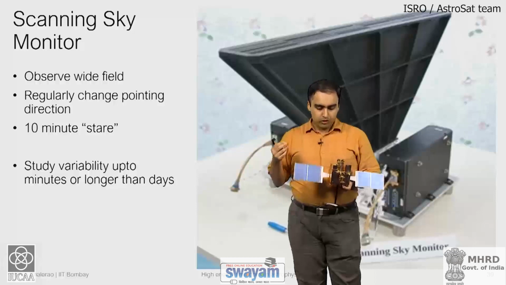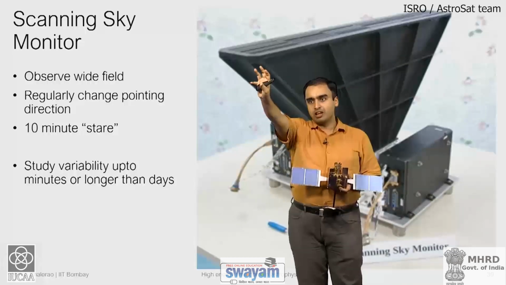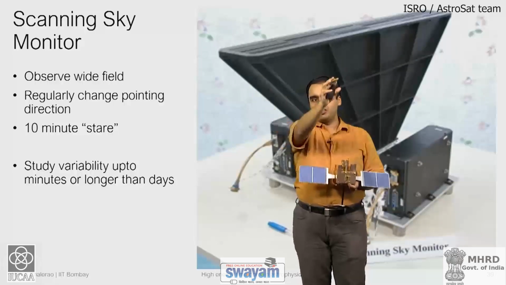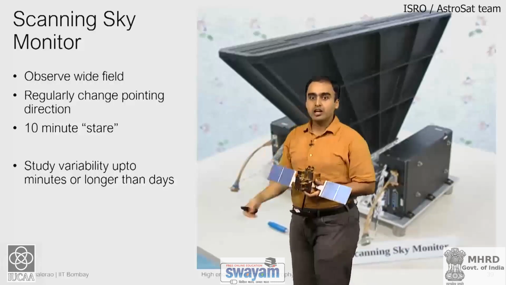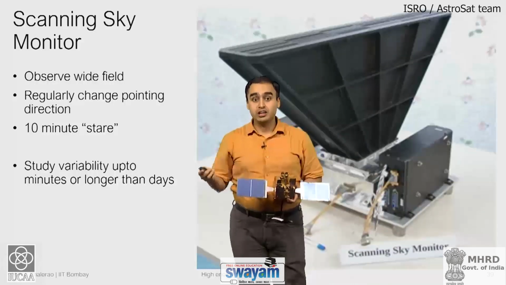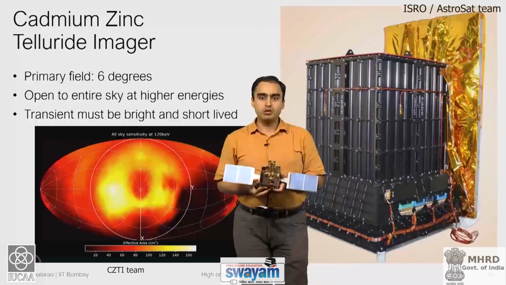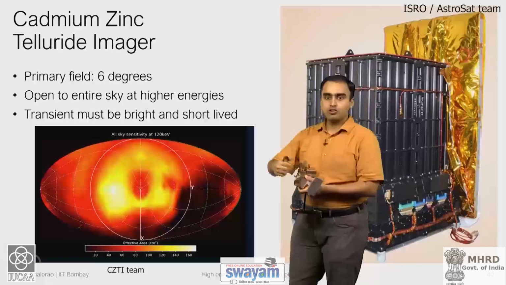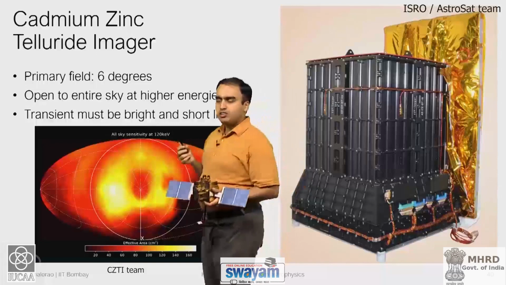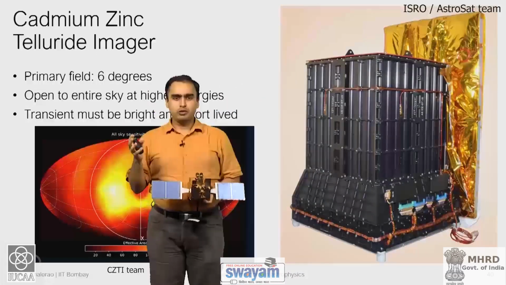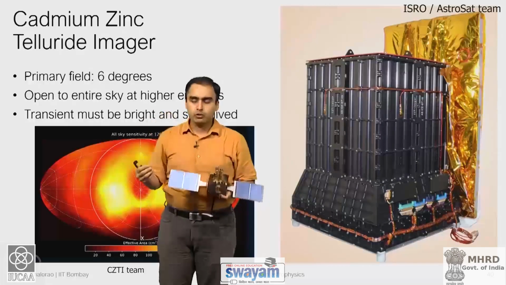But what if your transient actually lived only for a second? SSM was pointing at this part of the sky, something exploded here, and 10 minutes later SSM looked there, but the source had already gone. So, for that you need an instrument which is continuously seeing the entire sky, and in this case that instrument is the cadmium zinc telluride imager, which is this box behind me on screen. CZTI is designed to have a primary field of view of about 6 by 6 degrees, so about 36 square degrees roughly, depending on how you count.